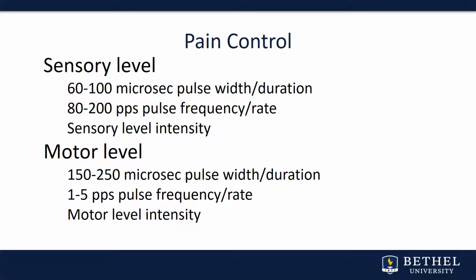Under pain control, let's address the two different parameters that we can utilize. The first one is sensory level pain control, and when we set this up, we want the pulse duration or pulse width, same thing, to be between 60 and 100 microseconds. The pulse frequency or rate should be between 80 and 200 pulses per second, and our intensity will be sensory level intensity, which means we increase it until we see a muscle contraction, and then we decrease it by about 10%. So the sensation should be a strong, buzzy, tingly feeling.